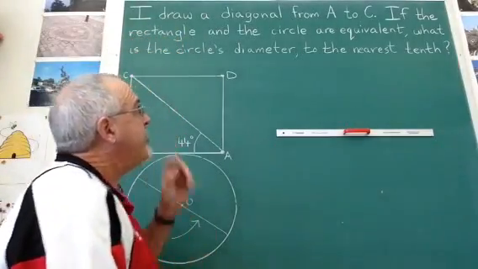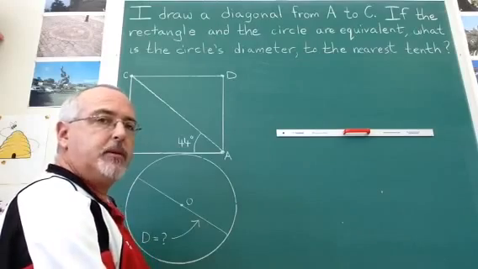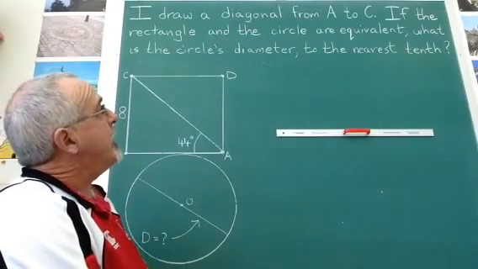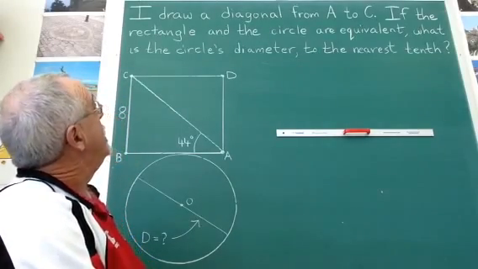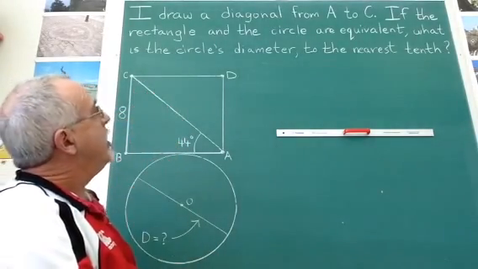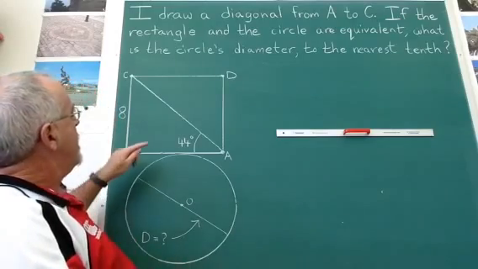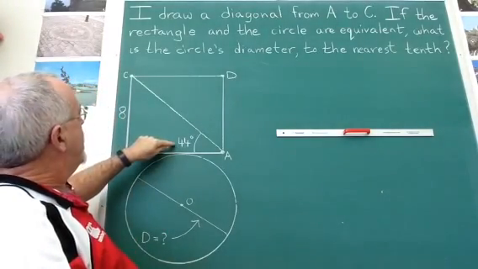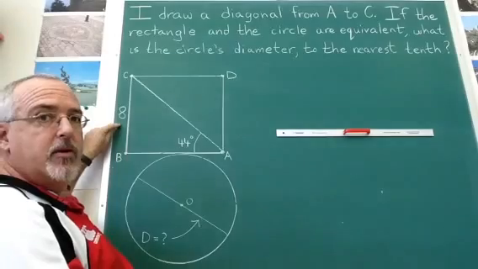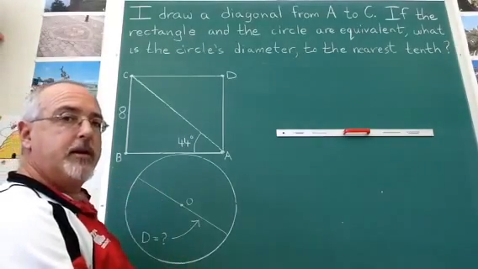This problem involves equivalency of two-dimensional shapes. I draw a diagonal from A to C. If the rectangle and the circle are equivalent, what is the circle's diameter to the nearest tenth? I have a 44-degree angle under the diagonal and I have an 8-unit side. In the circle, I have no information yet.